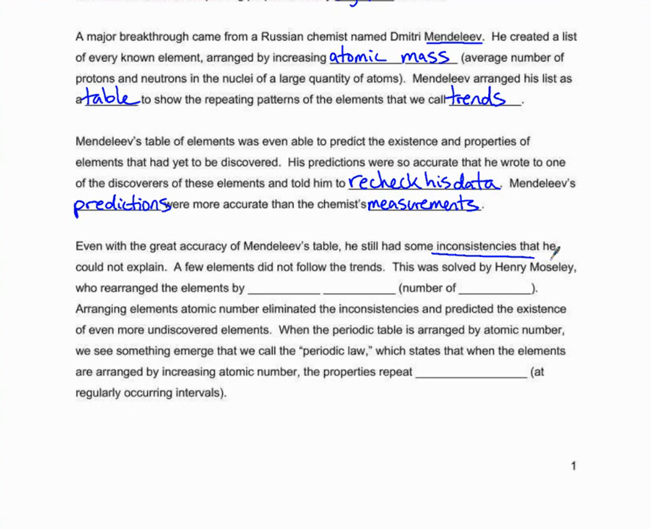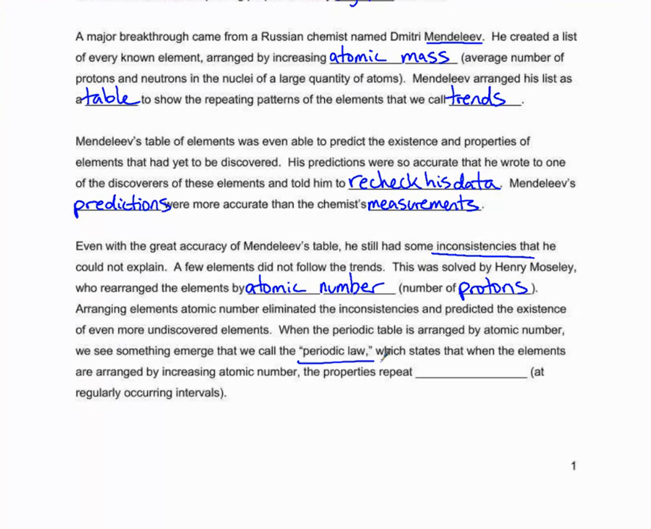Moseley arranged the elements by atomic number. Atomic number is the number of protons. Arranging the elements by atomic number eliminated the inconsistencies, and it even predicted the existence of more undiscovered elements. When the periodic table is arranged by increasing atomic number, we see something emerge. We call it the periodic law.